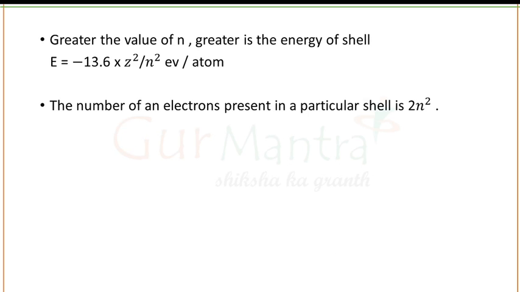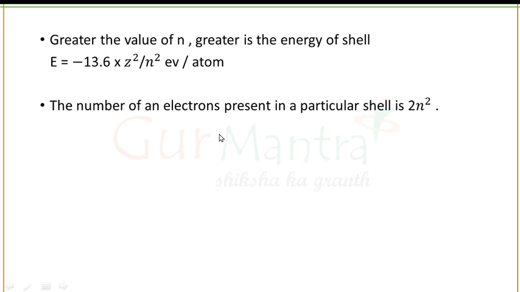Next is, as the value of n increases, the energy of shell also increases. As you know, principal quantum number gives us the information about the particular shell of the electron, and E equals minus 13.6 into Z square by n square electron volt per atom. As you can clearly see, energy is proportional to minus of 1 upon n square, which means as the value of n increases, energy also increases. This is very important to note that there is a negative sign in front of 1 upon n square, which changes its result.